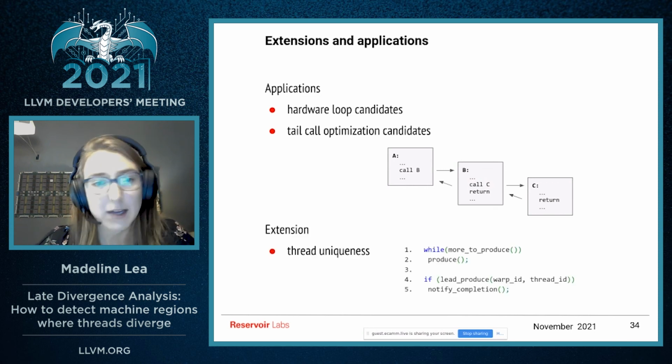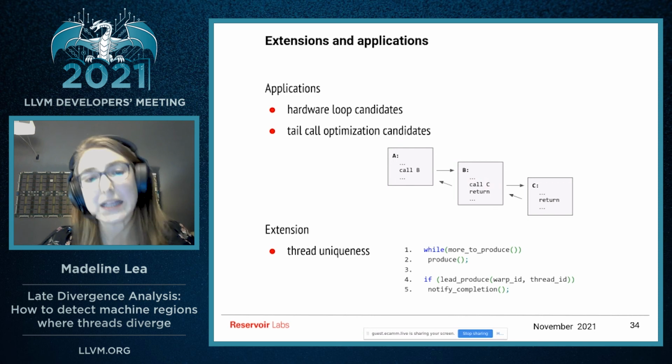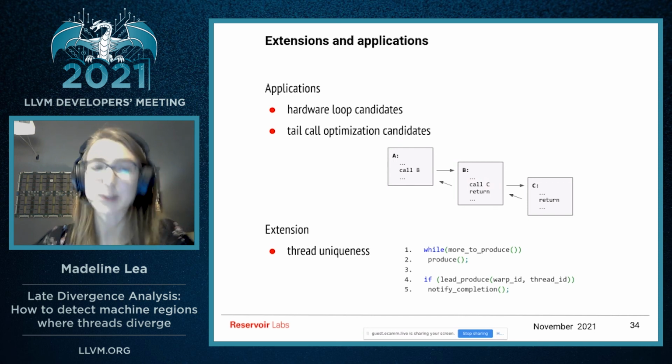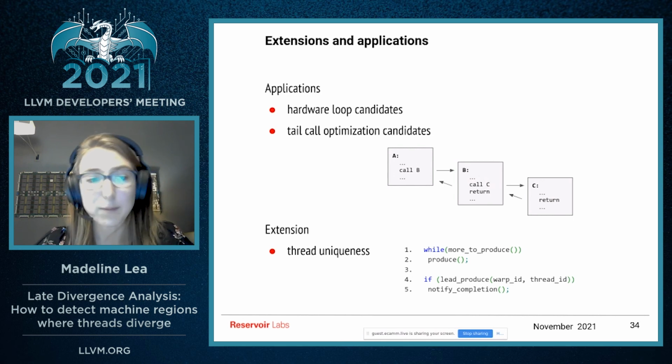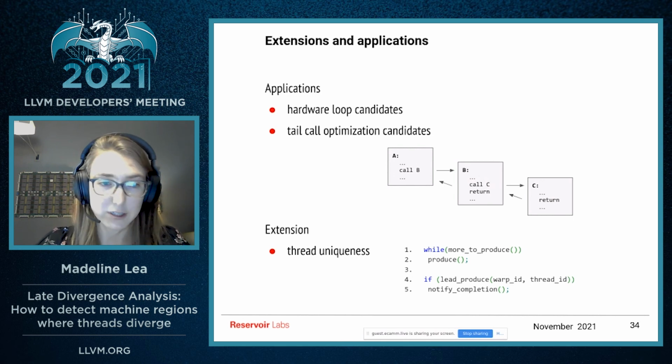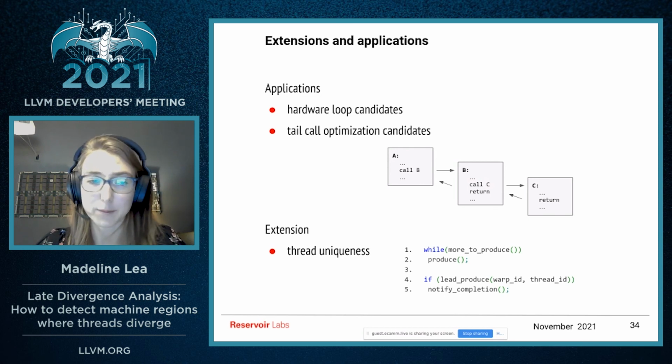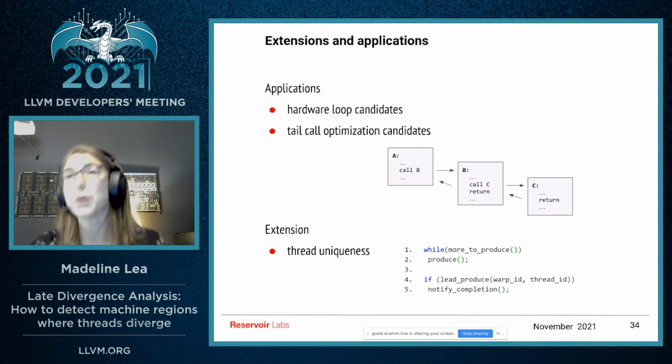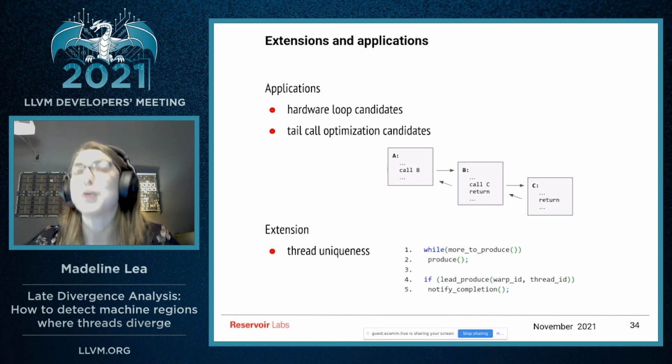And finally, we added one extension to our analysis pipeline, and that's thread uniqueness. So oftentimes, there'll be logic in an algorithm that only needs to execute by a single lead thread. A unique property can be identified and propagated similar to the thread divergence. And this is something that's very powerful in predication because once only one thread is enabled, then all nested control flow will be uniform.